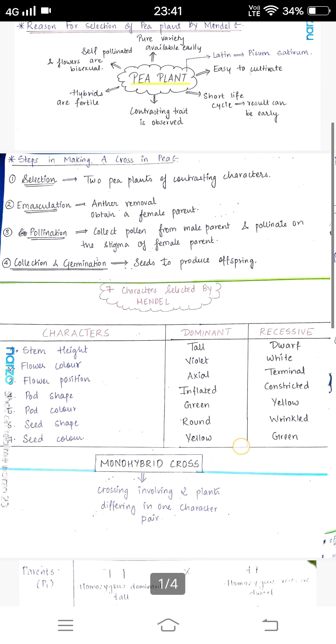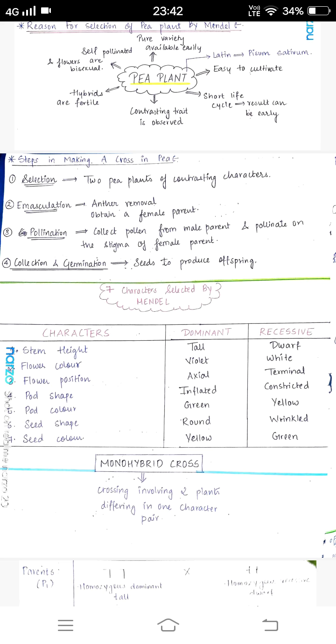Steps which are making a cross in pea. First, selection. Two pea plants of contrasting characters. Second, emasculation. Anther removal, obtain a female parent. Anther is removed from the female parent. Third, pollination. Collect pollen from the male parent and pollinate on the stigma of the female parent.